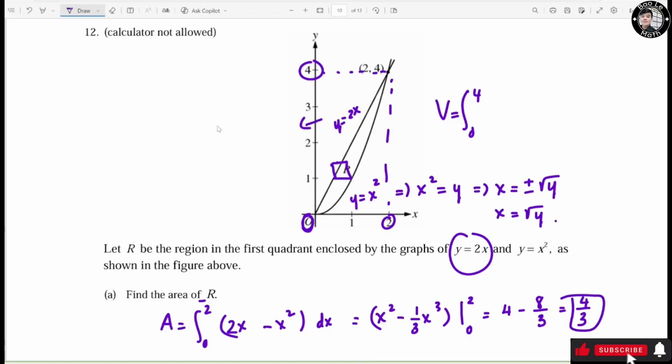Now this one right here, y equals 2s, right? So s equals y divided by 2, right? So it's going to be square root of y subtract y divided by 2. And the area of the square equals side times side, right? So it could be this one squared dy, right?